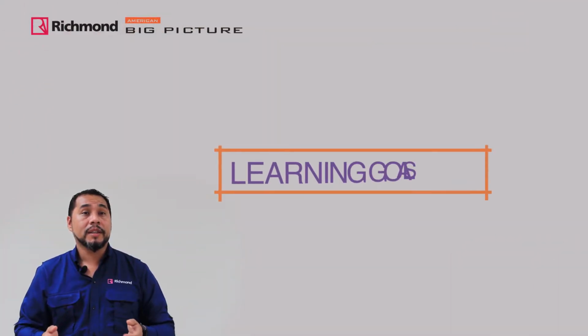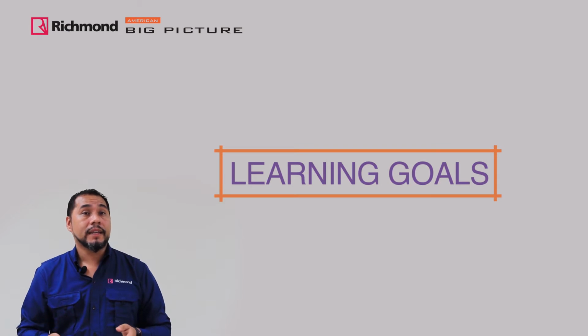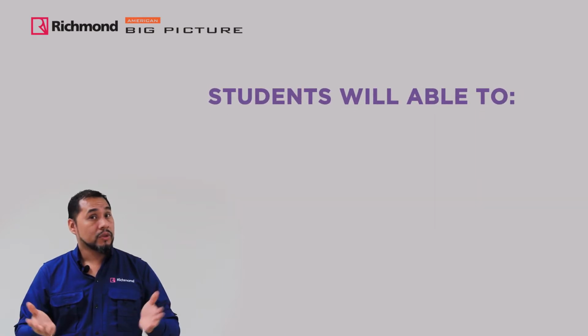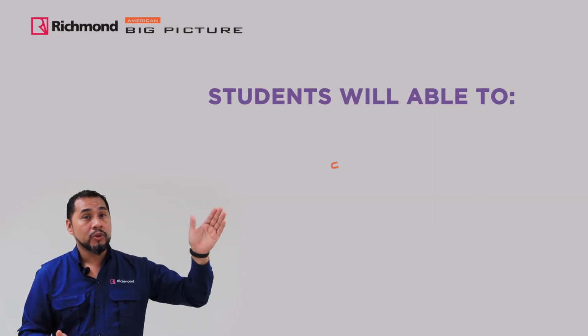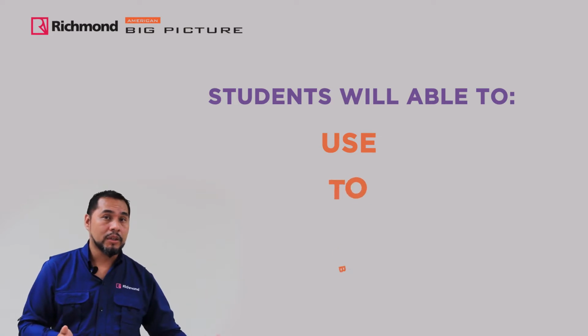So, let's get started. First, we need to know what the expected outcomes of the lessons are, and setting an objective for every lesson is important. One way to write it out is using the following format. Students will be able to use to, in, or by.